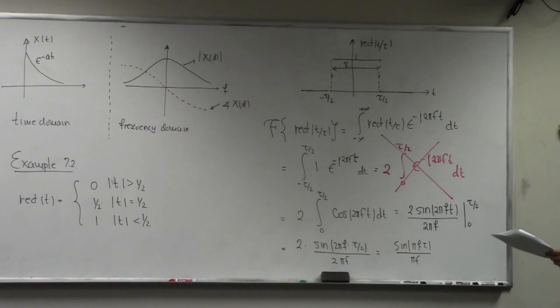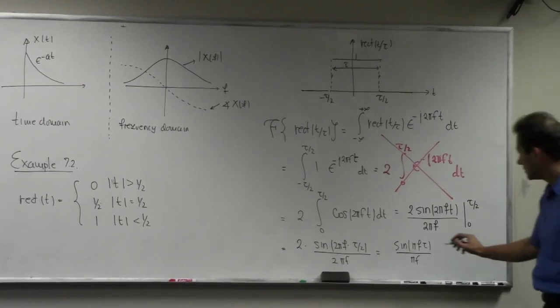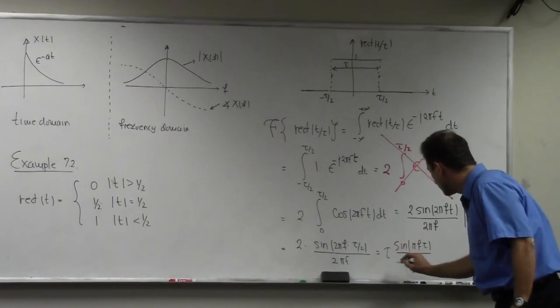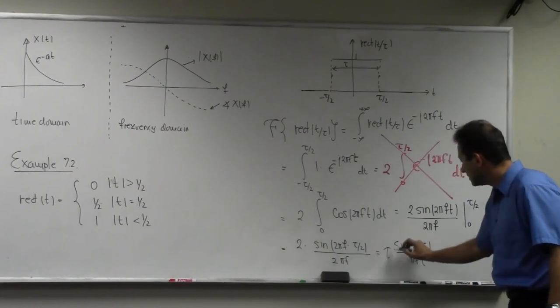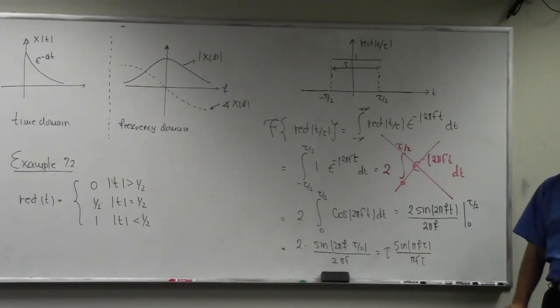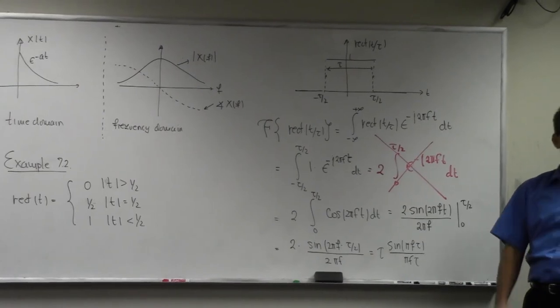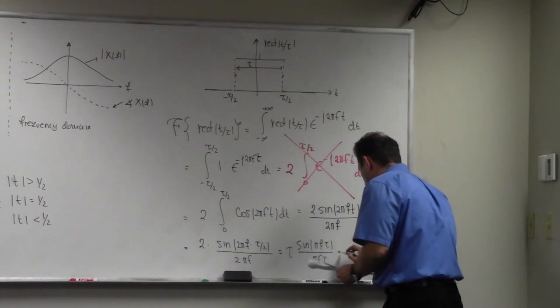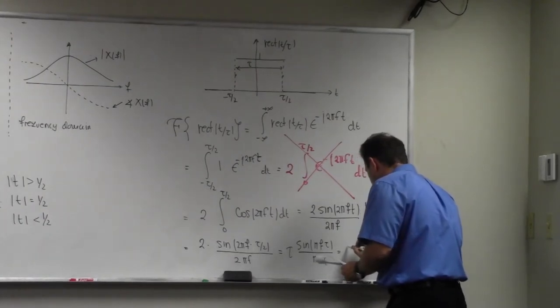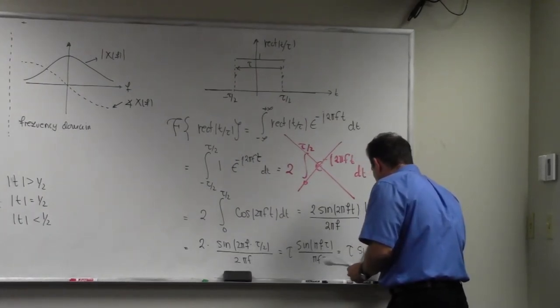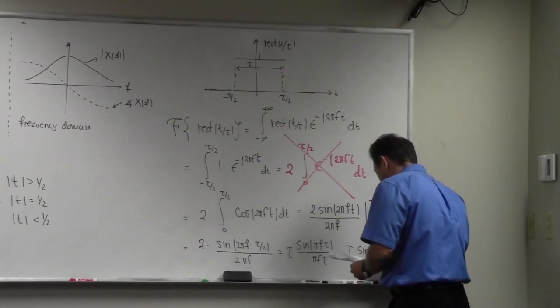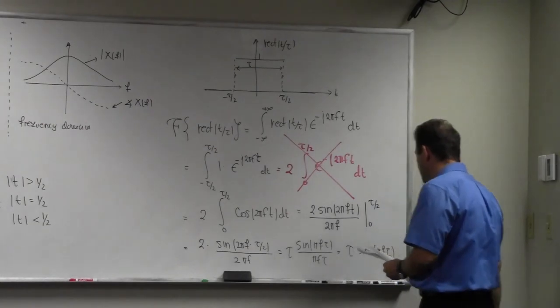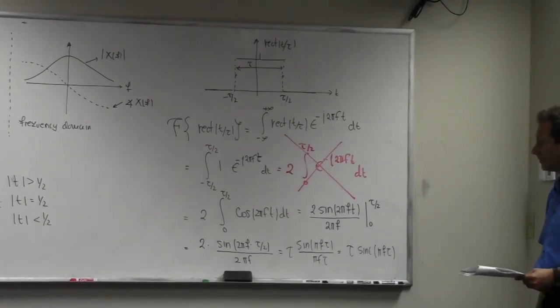That's the transform. It is customary to add 1 tau upstairs and downstairs. So put tau here and tau here, and then this becomes sine x over x, which we define as a sinc function. So we define this as tau times sinc of pi f tau, right? Sinc of whatever is here.